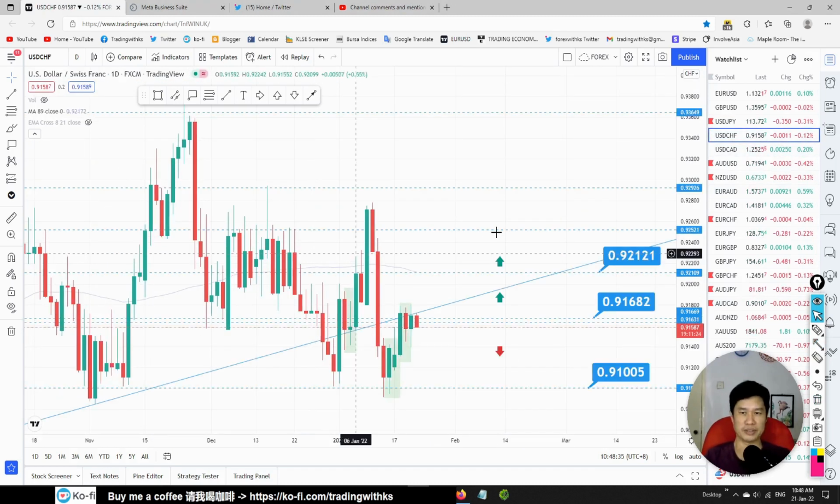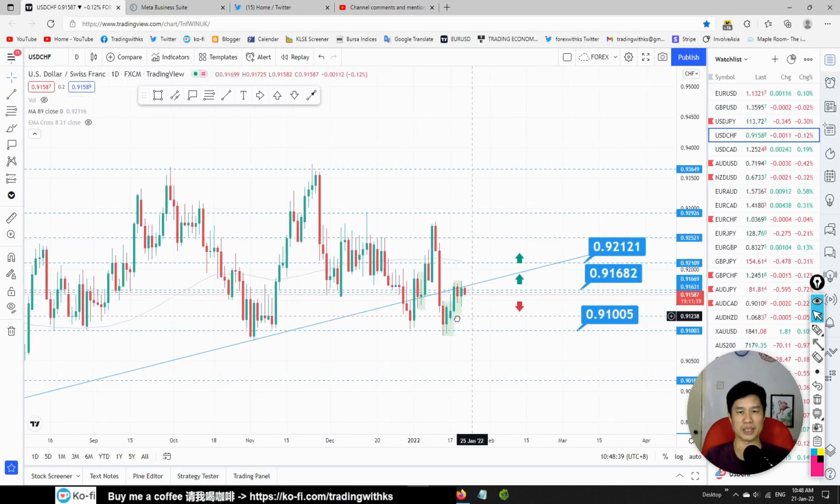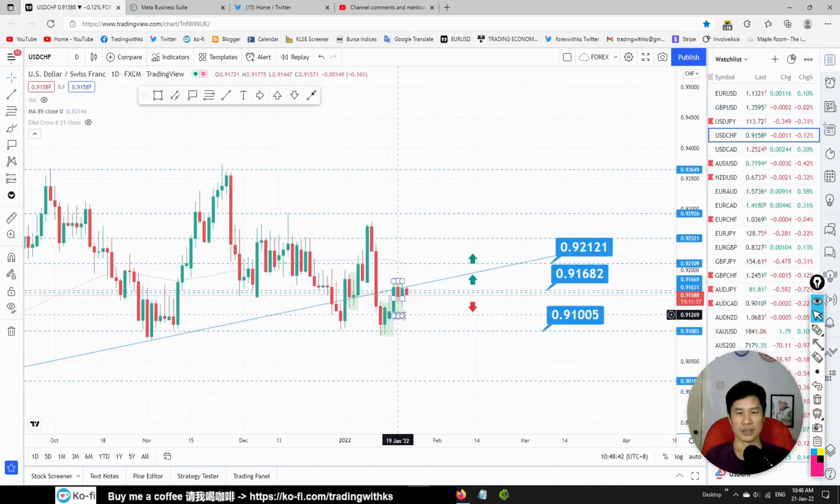USD Swiss franc, I'm not keen on trading Swiss franc. Swiss franc has been sideways, you can see. Here is all sideways price action, so I'm not very keen to trade this. Now the price is consolidating, also in a sideways pattern. So this one, I'm not too keen to trade.